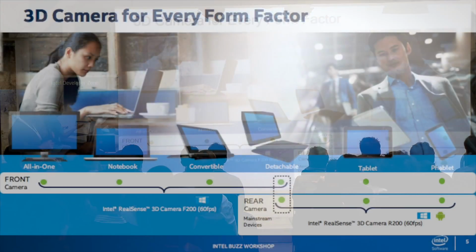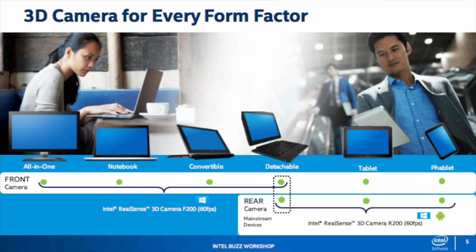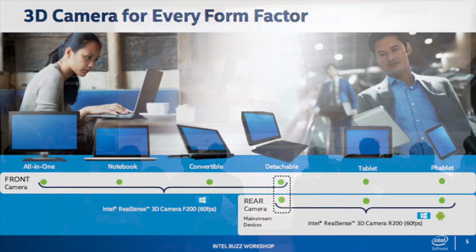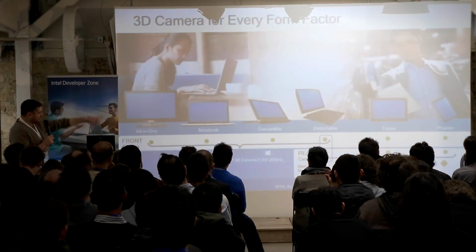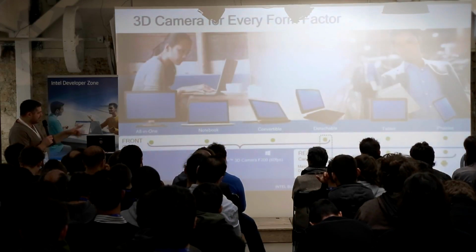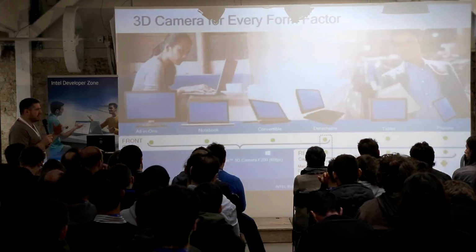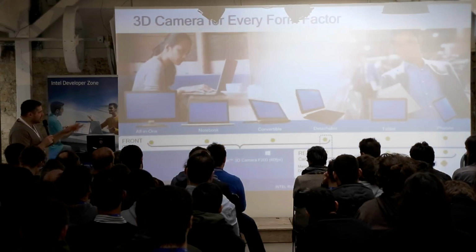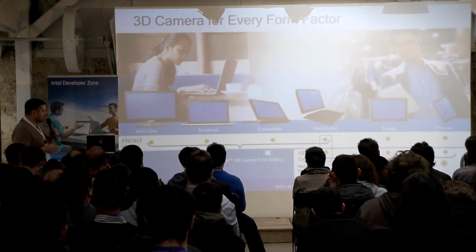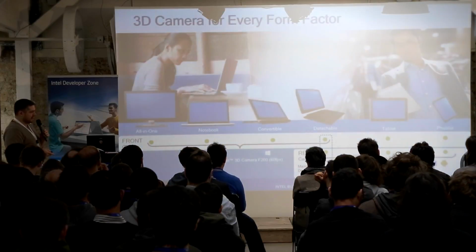I think I pretty much said this on the previous slide. Front-facing cameras: all-in-ones, notebooks, convertibles. The crossover, or overlap, is detachables, where you can have either a front-facing camera or a rear camera. Tablets, phablets, you'll only expect to see rear-facing cameras.